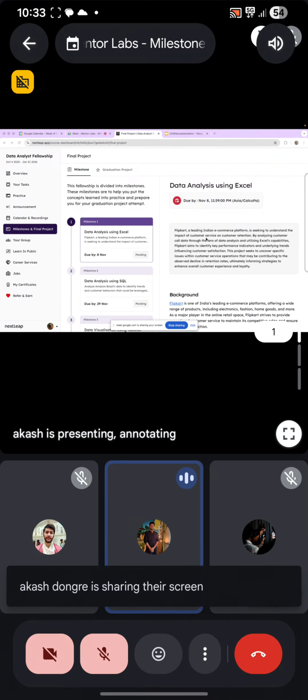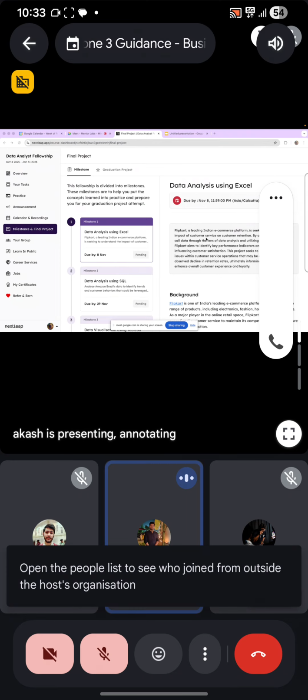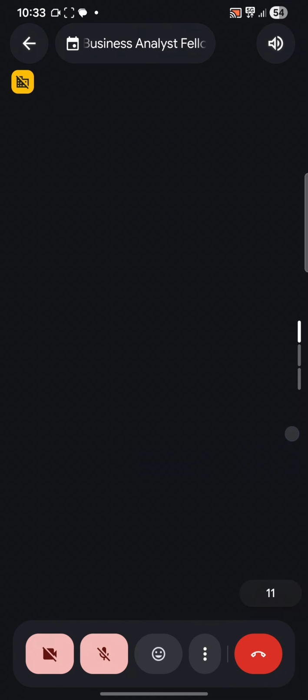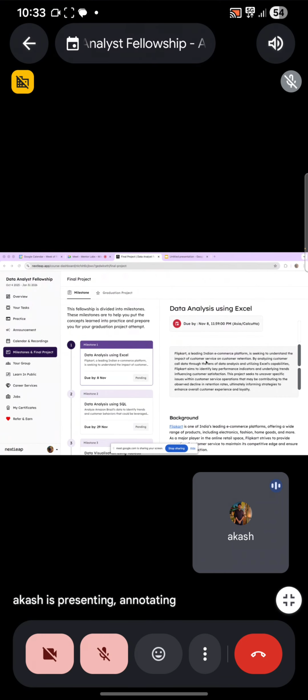They want to find out exactly why people are leaving the platform. There might be different reasons, but they are particularly focusing on customer service related issues. This is the problem statement. So the main agenda is retention rate and churn rate. I already told you what churn rate and retention rate are.